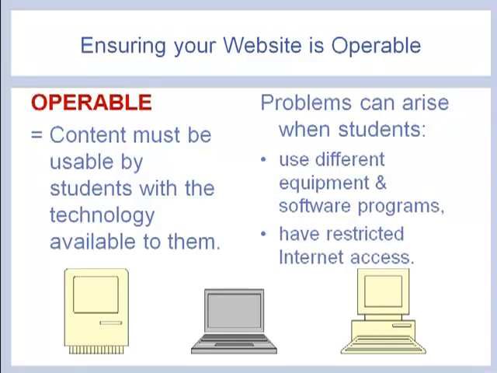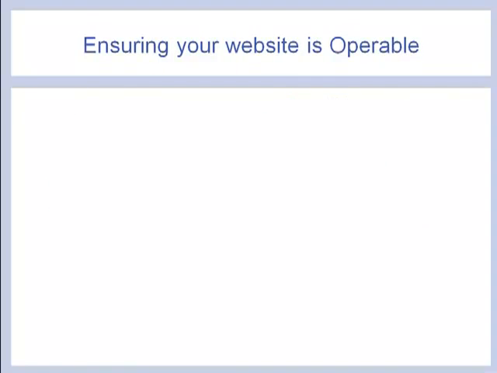The second problem is that e-learning is predicated on the assumption that students have reliable access to broadband internet, either in their homes or at another location nearby. In most developing countries, and even in some parts of the industrialized world, this is not the case. Internet connections can be unreliable, bandwidth can be restricted, and access can be expensive. So what can be done to ensure that your website is operable?